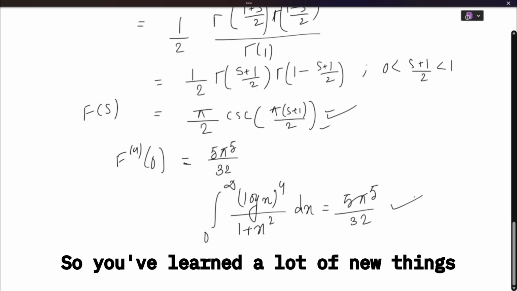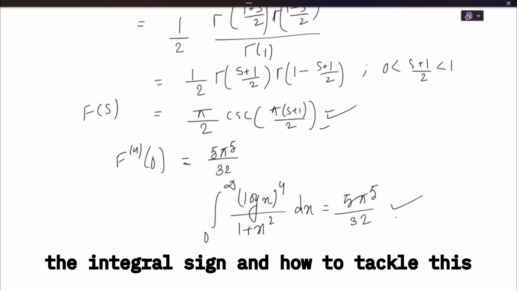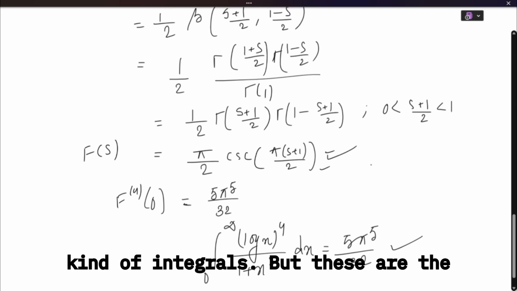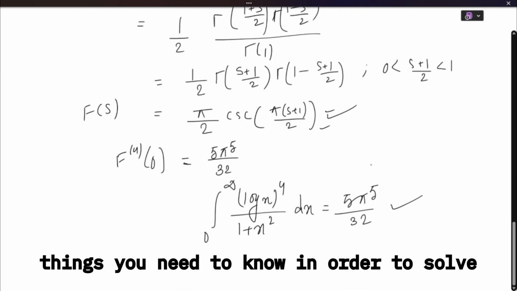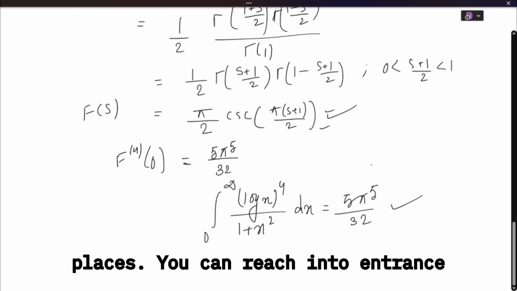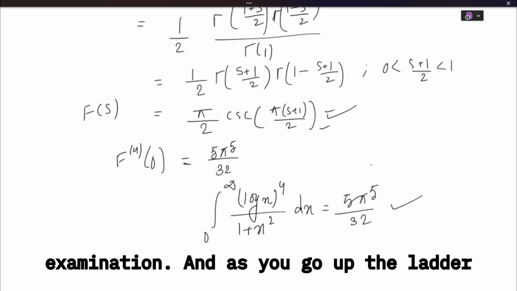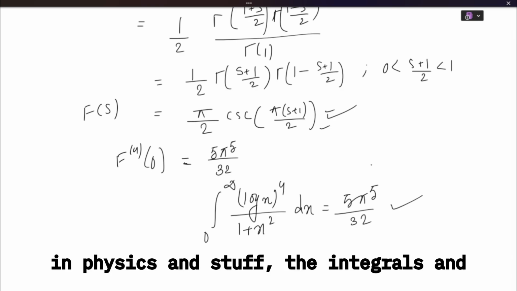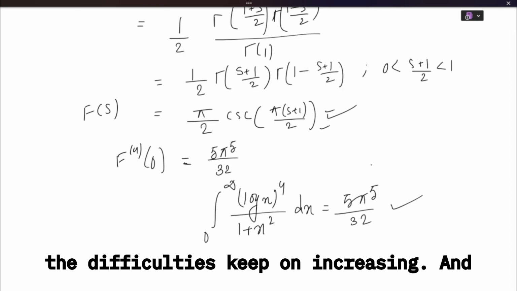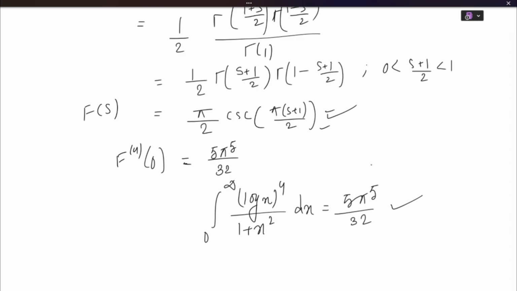So you've learned a lot of new things here, like gamma, beta, Euler's reflection formula, differentiation under the integral sign, and how to tackle this kind of integral. These are the things you need to know in order to solve integrals that come at such high places, like the Cambridge entrance examination or maybe the Oxford math examination. And as you go up the ladder in physics and other subjects, the integrals and the difficulties keep on increasing. And obviously, infinite sums can also be reduced, which are solved using integrals.